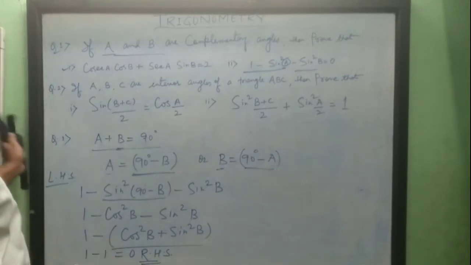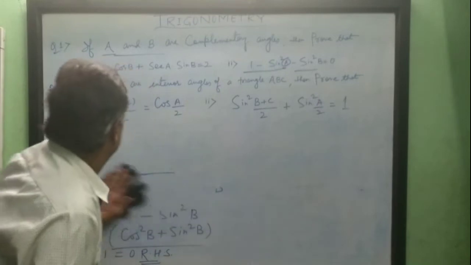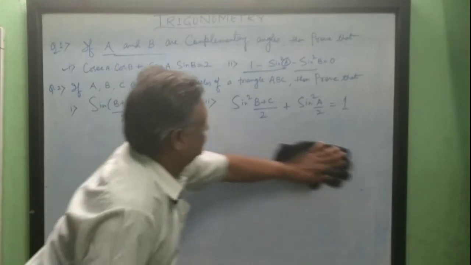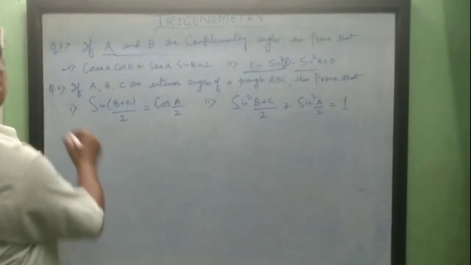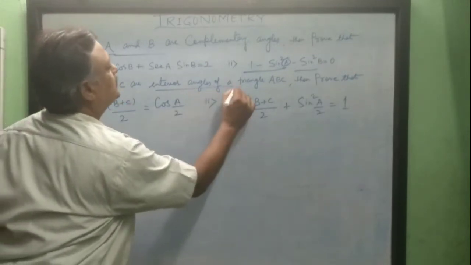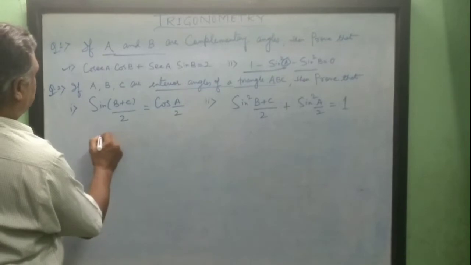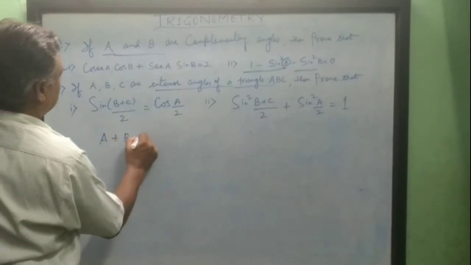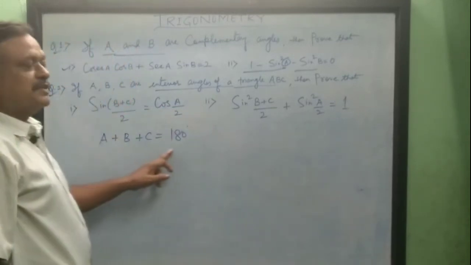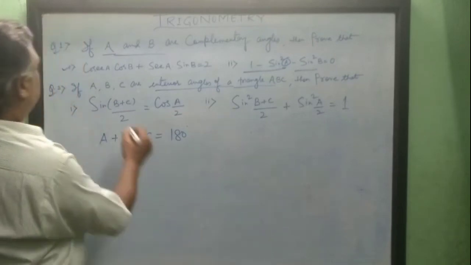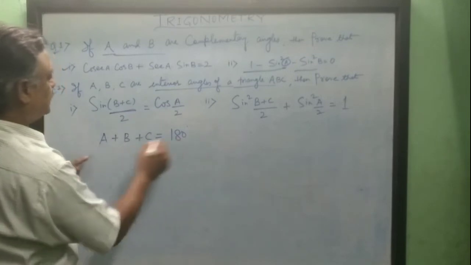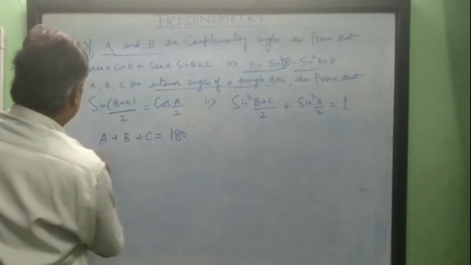Now question number 2. If A, B and C are interior angles of a triangle ABC, it means angle A plus angle B plus angle C is equal to 180 degree. Sum of the angles of a triangle is 180, already you know it. But we have to find out the value of B plus C by 2. So by 2 it means we have to divide it both sides by 2.